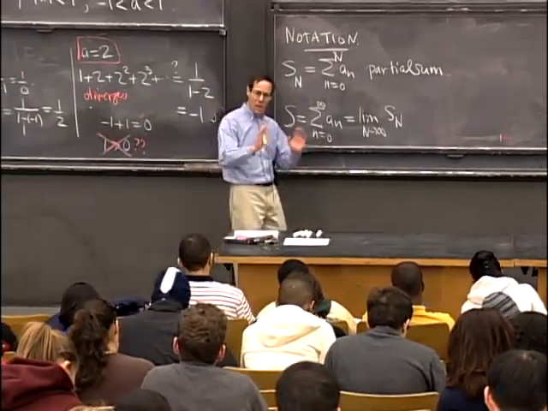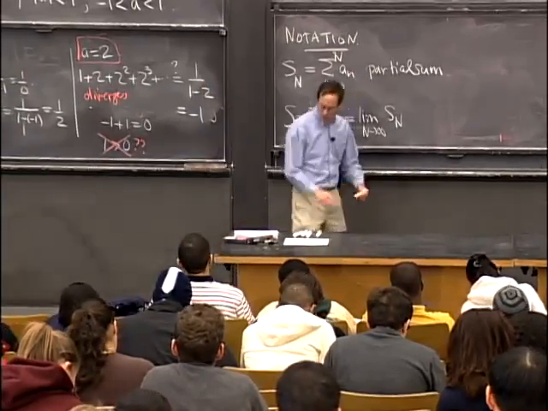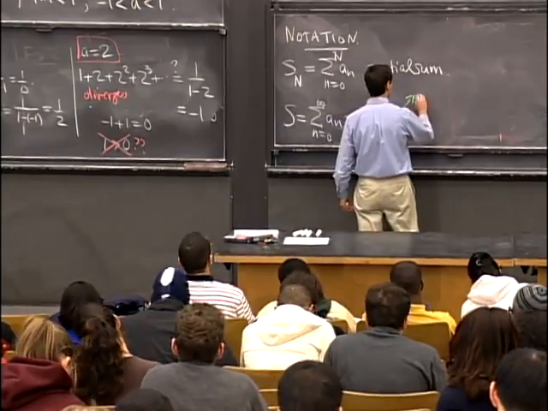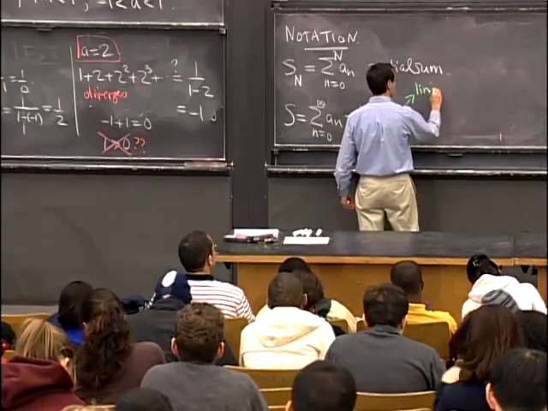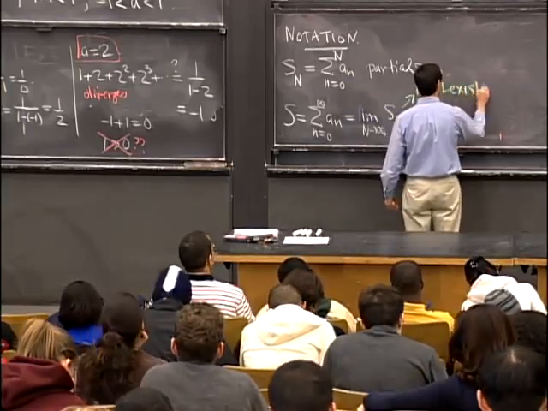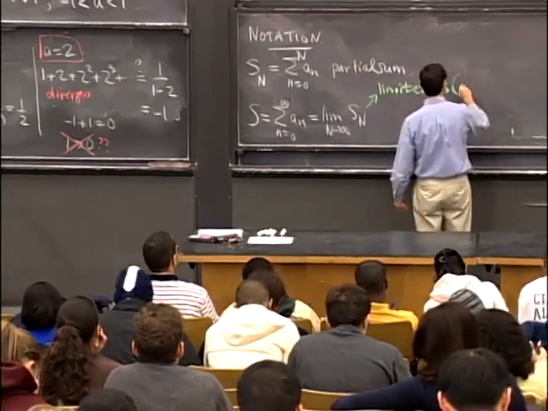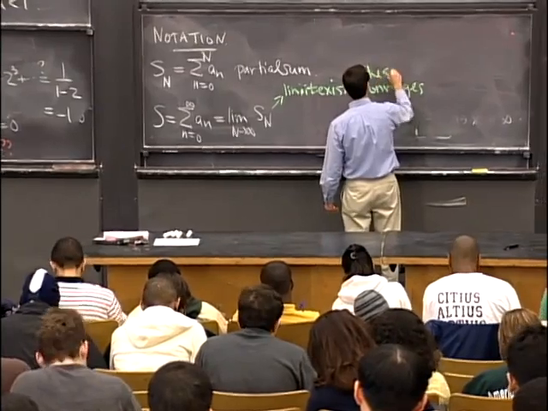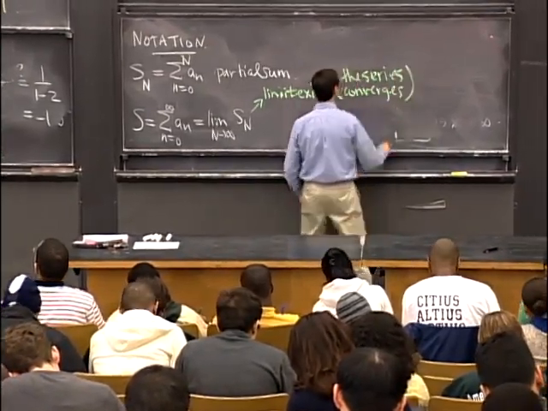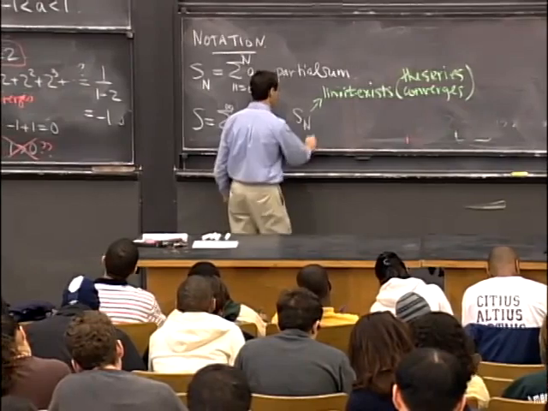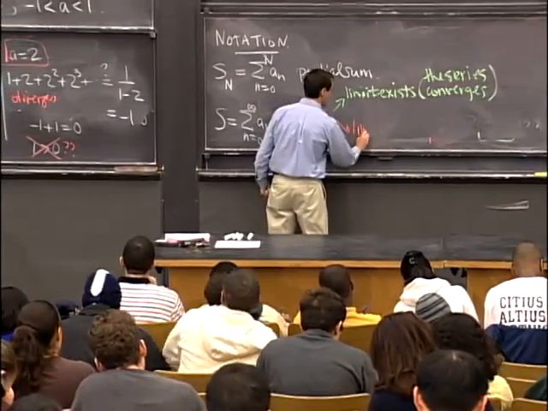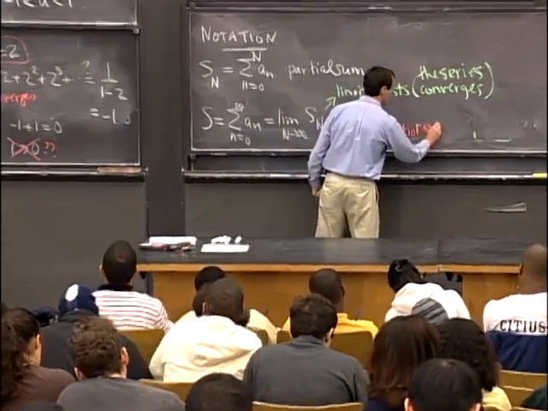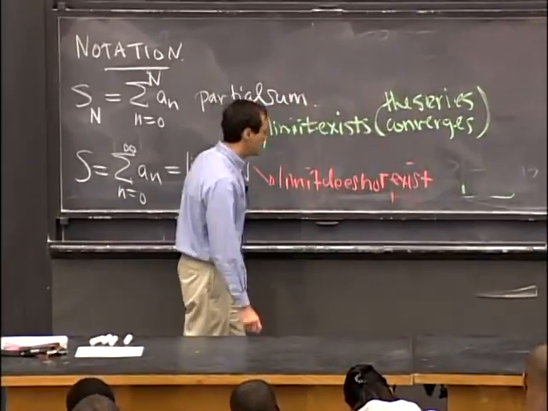And then we have the same kind of notation that we had before, which is that there are these two choices. If the limit exists, that's the green choice, and we say the series converges. And then the other case, where the limit does not exist, we say the series diverges.